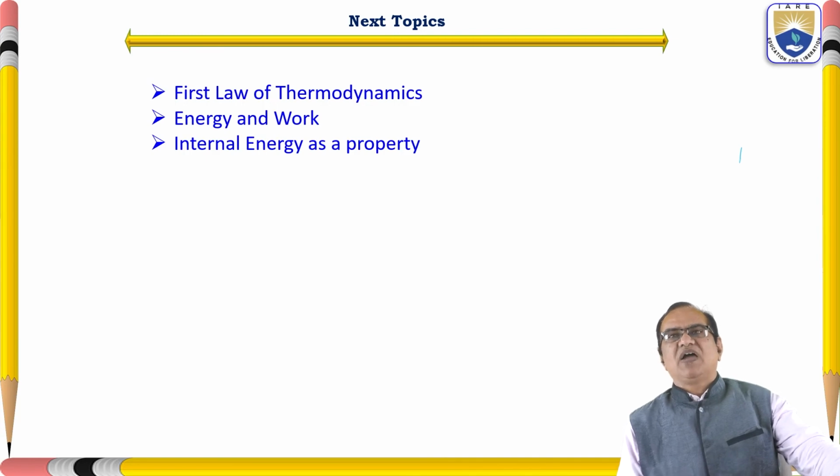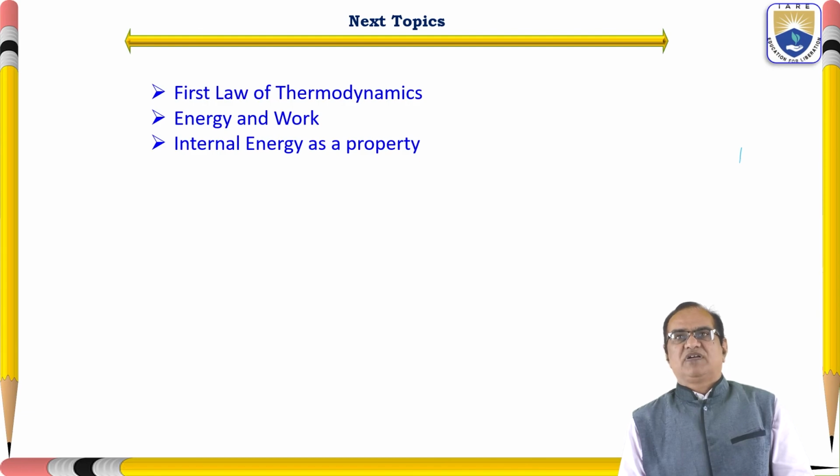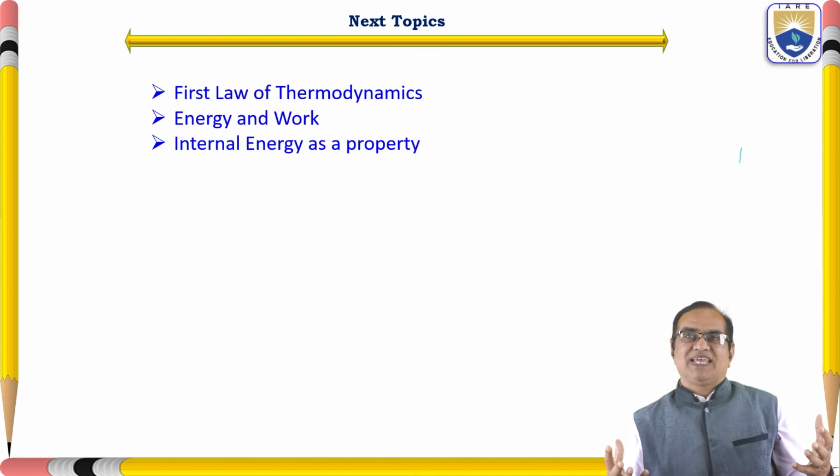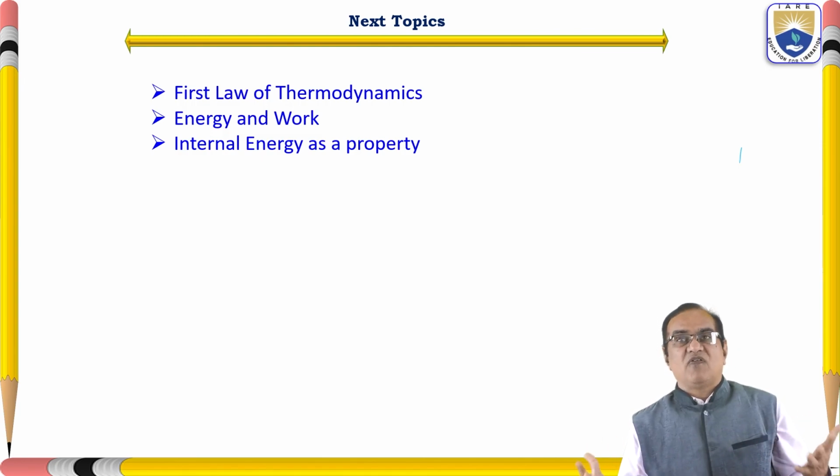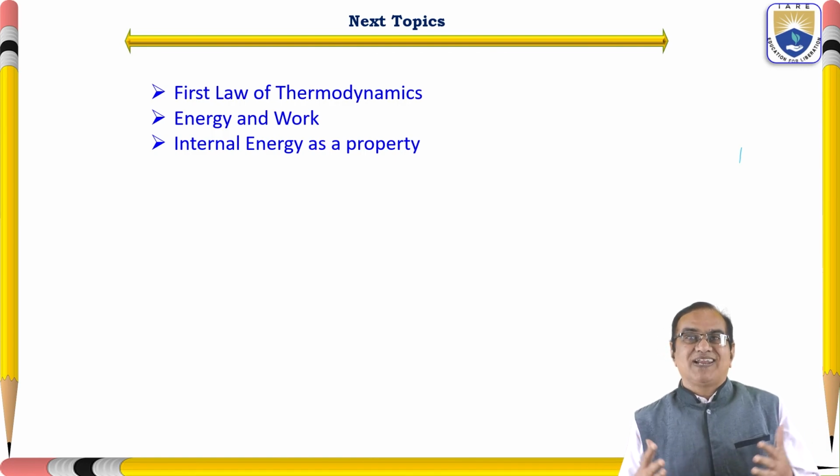So in the next topic I will discuss the first law of thermodynamics, energy and work, and internal energy as a property. So please stay tuned. In these lectures, the first law of thermodynamics is very, very important. It is just like a conservation of energy for the thermodynamic process, and how work and heat can be transformed from one form to another, and how internal energy and work take place. A new property will be discussed, that is called internal energy as a property.